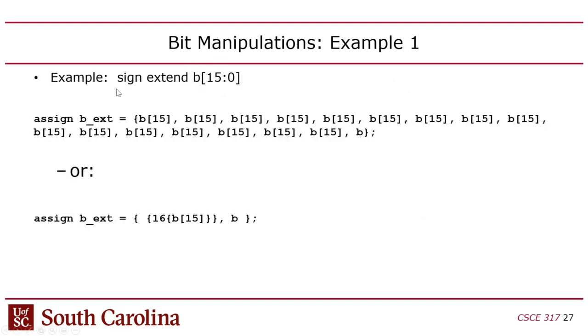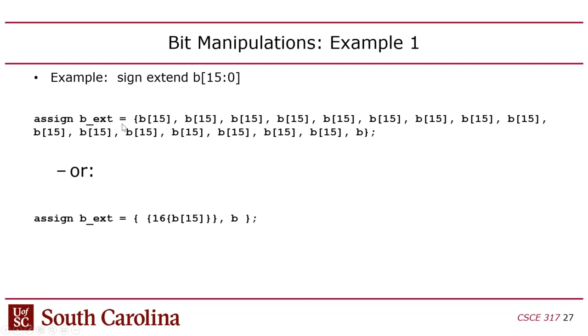Okay, so here's another example. This is a concatenation operator that I'm using to sign extend. I'm taking B, which is a 16-bit value, and I want to take the sign bit, which is B15, and I want to duplicate that 16 times. So this will sign extend B.